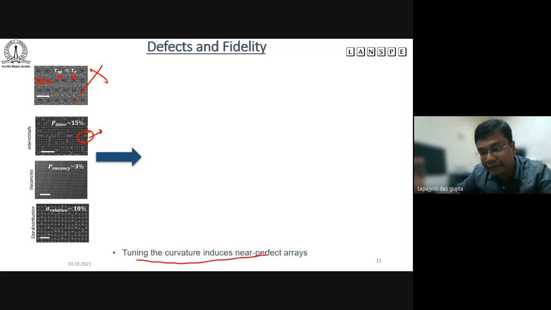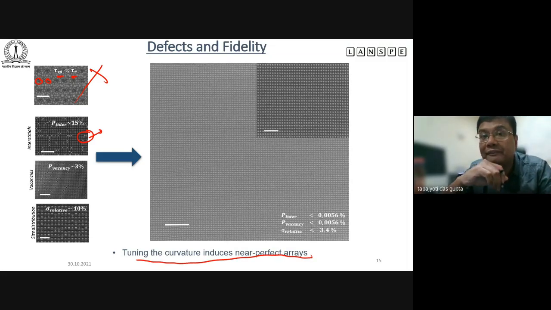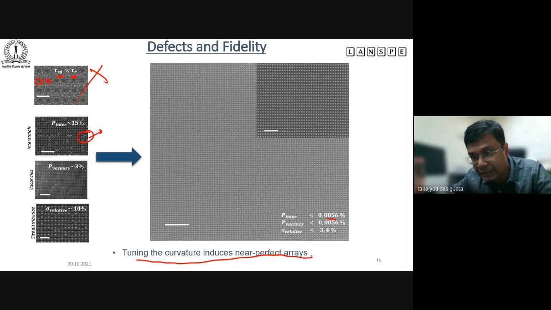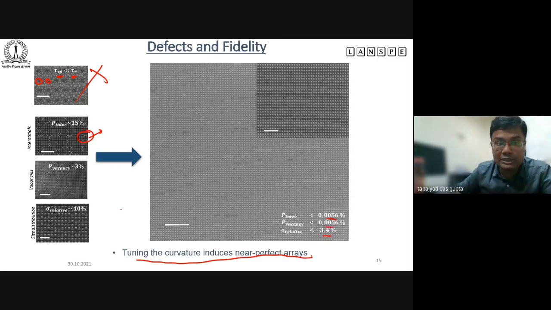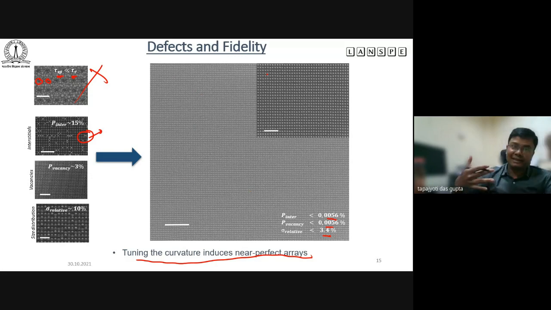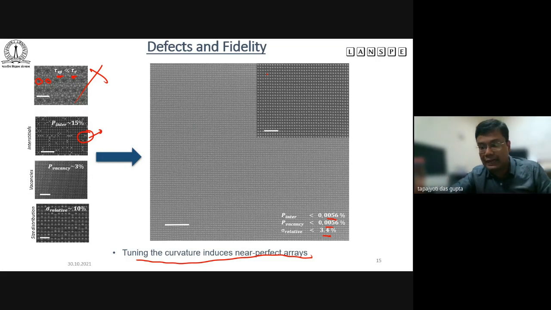So if you now tune the curvature, we get a near perfect array, with the probability of interstitial, vacancy and size distribution going down nearly to zero. And here I am showing a large area SEM image. The periodicity, the interparticle distance here is around 350 nanometer. So you can see it has been done over a statistical distribution using tens of similar images. Okay, so you can see that by this process you get very near perfect arrays. In reality, we don't see any defect, at least at this large scale in the SEM. This is the largest image that we can take. We cannot take more than that because SEM also has certain limitations.